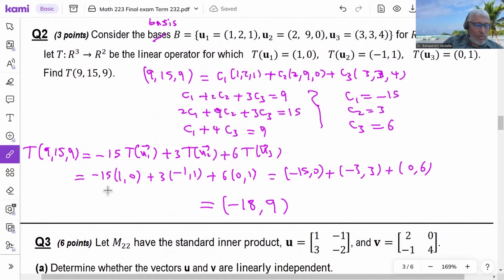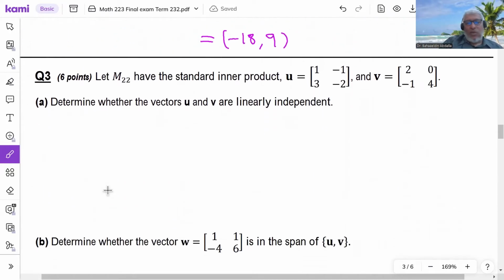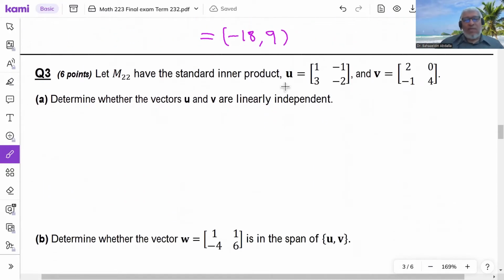This is question 2. Question 3. M22 has the standard inner product. So you know how to find the standard inner product on M22: you multiply 1 times 2 plus minus 1 times 0 plus the corresponding entries. Determine whether the vectors u and v are linearly independent.